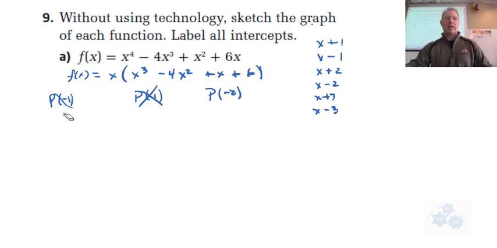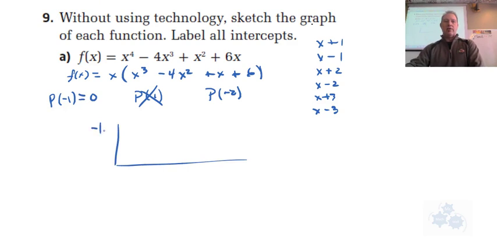So let's try negative 1. Does negative 1 give us 0? So that would be negative 1 minus 4 minus 1 plus 6. Ooh, that's looking good, isn't it? Okay, so this looks like it's 0. Well, if we did that math right, let's check by actually doing our synthetic division now.